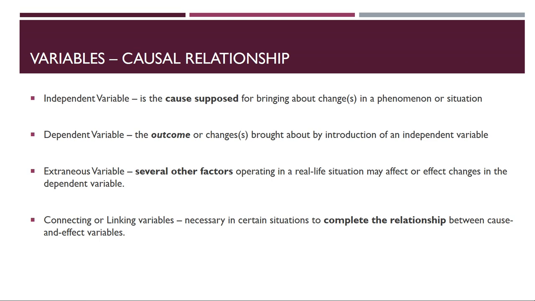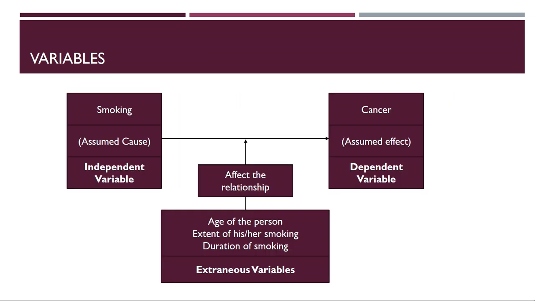Connecting or linking where necessary in situations to complete the relationship between cause and effect variables. The examples: let us assume that smoking is a cause of cancer. So these are the dependent variables. So we are assuming that smoking would lead to cancer.